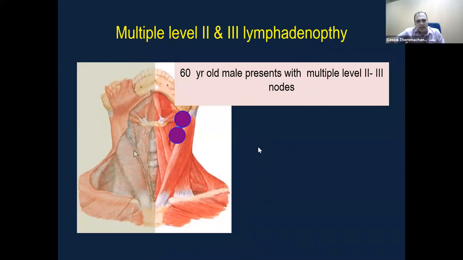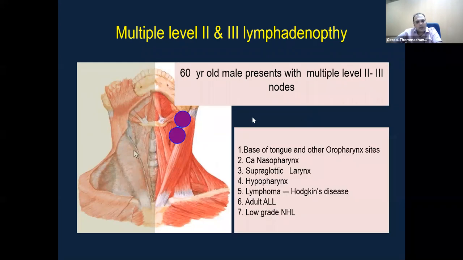Well, now coming to level 3 lymphadenopathy. I was discussing a few clinical scenarios in level 2. Level 2 is a 60-year-old male presenting with multiple level 2 and level 3 nodes. And you have to always think about other possibilities which you have already discussed. And whenever you have only a level 3 node, or isolated level 3, you have to think more of a hypopharyngeal primary.